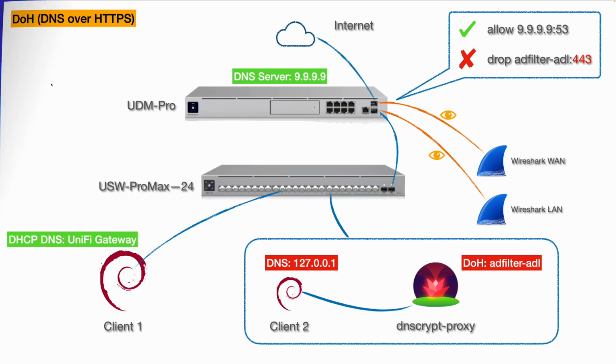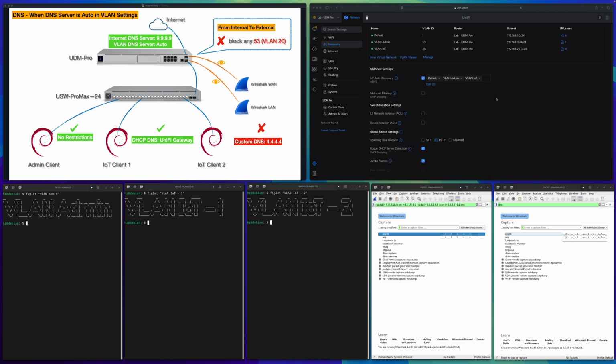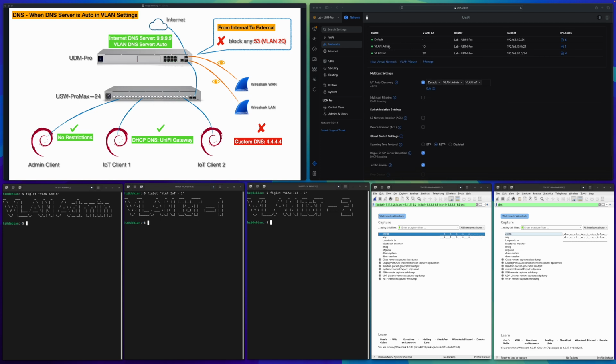Okay, let's get started. This is my lab environment. I use a UDM Pro as the gateway. On the right side, in the network controller, you can see I have very simple VLAN definitions, only 3 VLANs: the default network, VLAN admin, which is VLAN 10, and VLAN IoT, which is VLAN 20.